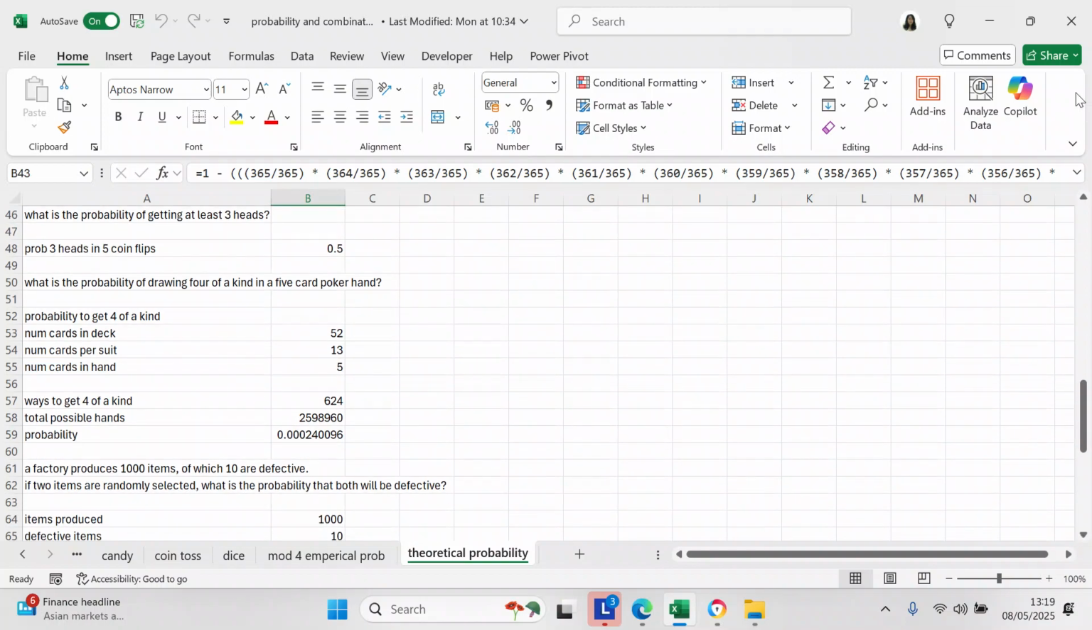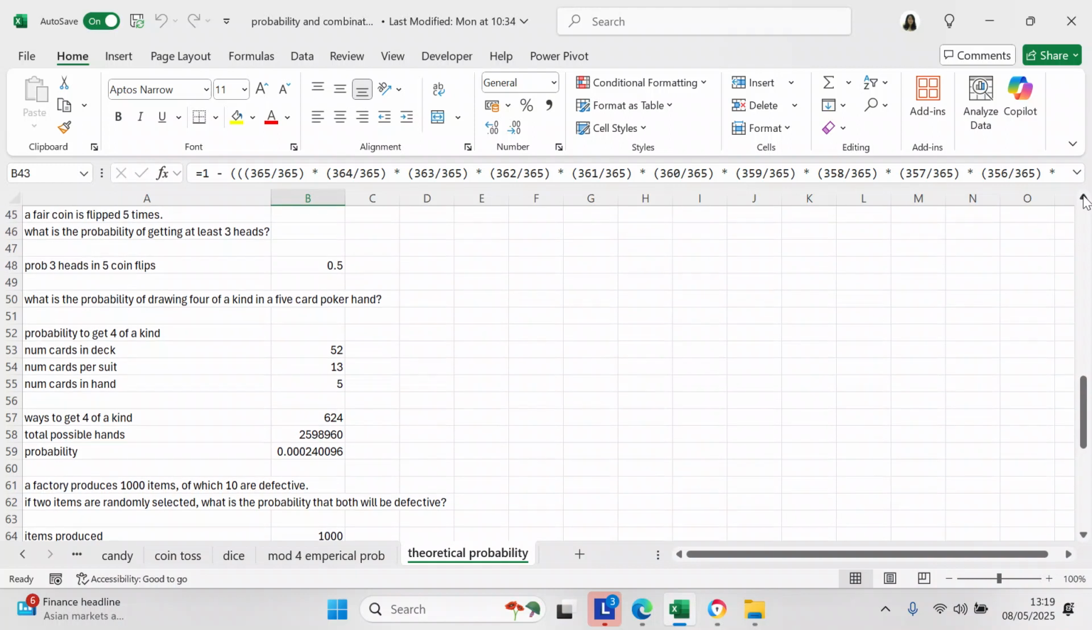So the next question we have is, a fair coin is flipped 5 times. What is the probability of getting at least 3 heads?